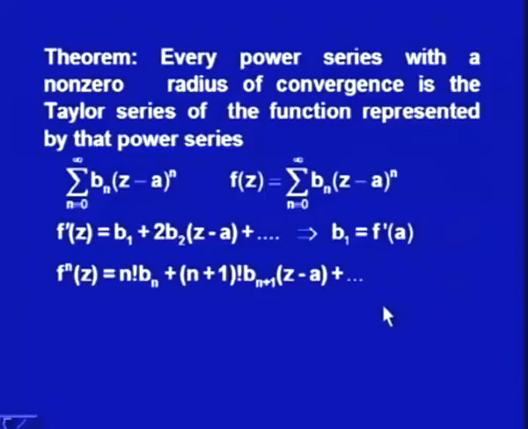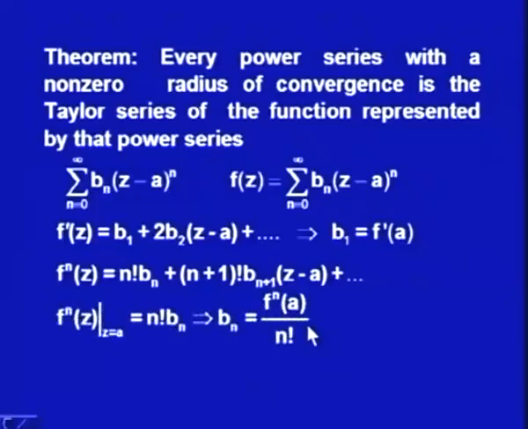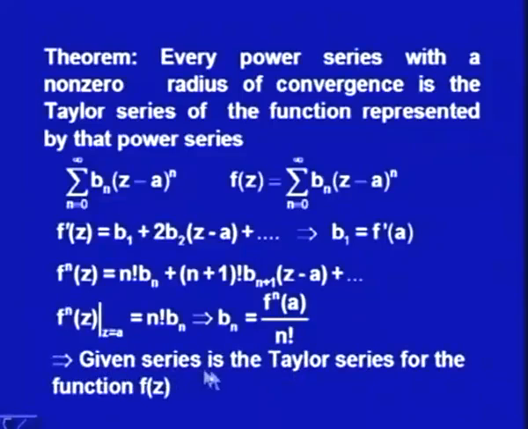So, this is when we differentiate this series n times, and if you put z is equal to a, then all these other terms will vanish and we will have b_n is equal to f^(n)(a) over factorial n. And by this I mean to say that if this series is equal to f(z), then this is nothing but the Taylor series. So, it is a unique representation. So, the given series is a Taylor series for the function f(z).